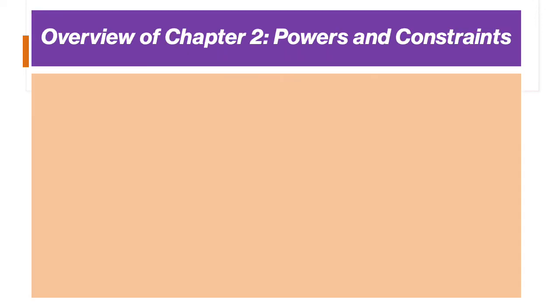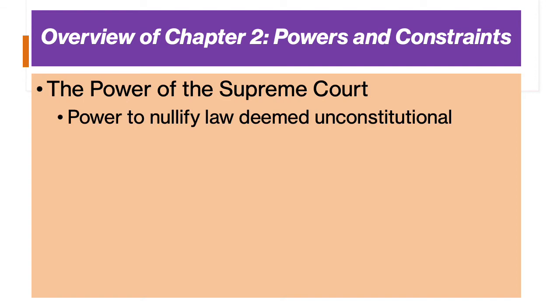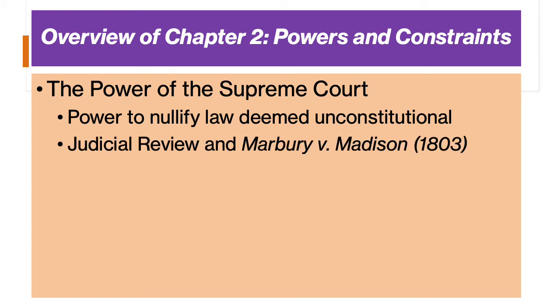Let's take a quick overview of Chapter 2 and look at the different aspects of power and constraint that the chapter focuses on. The first part of Chapter 2 deals with the power of the Supreme Court. That is the power that the Supreme Court has to nullify law or make law void if the Supreme Court deems that law to be unconstitutional. And that is the power of judicial review. It is a power that the Supreme Court has, and it springs forth from the case of Marbury versus Madison. And so in this lecture, that's what we're going to be spending our time talking about.